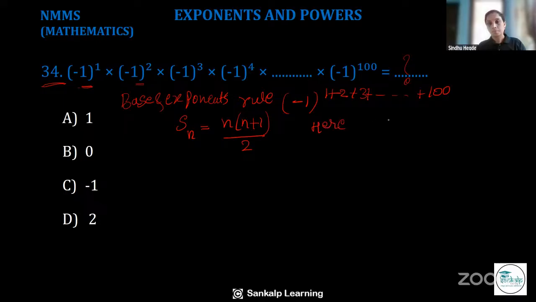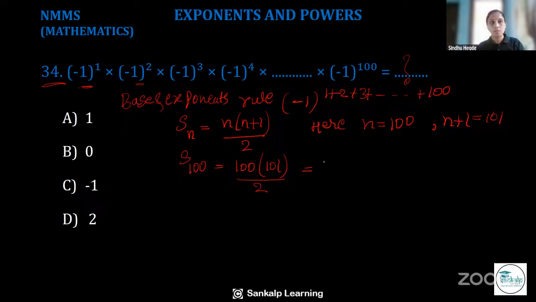Here n is taken as 100 because we want up to the 100th term. So n plus 1 becomes 100 plus 1, which is 101. Substitute here: S 100 is equal to n is 100, n plus 1 is 101, divided by 2. 100 into 101 divided by 2 totally gives 5050.